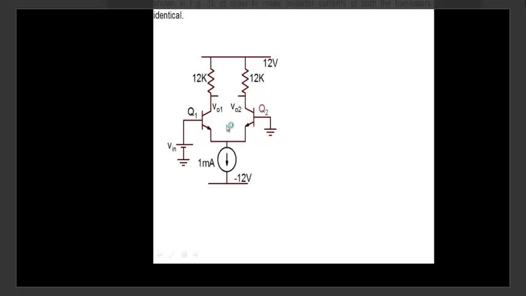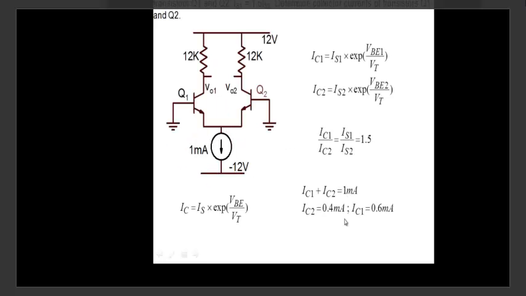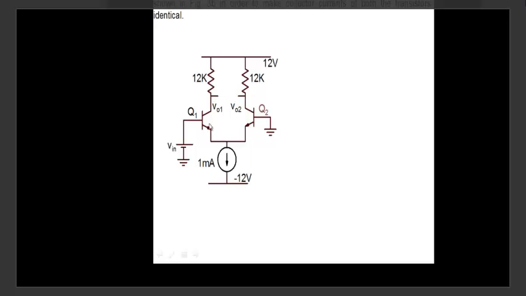Okay, where is the collector current higher? IC1 is higher than IC2. This is 0.6 and this is 0.4. So 0.6 is flowing here and 0.4 is flowing here. That's what you find out. Now let's attach a small voltage here. How much voltage do I have to attach here such that these currents here and here become the same?